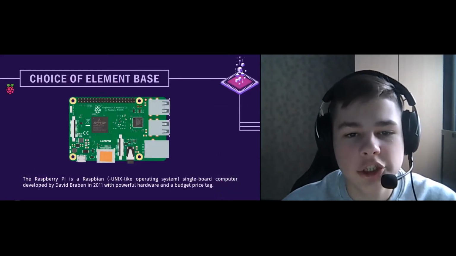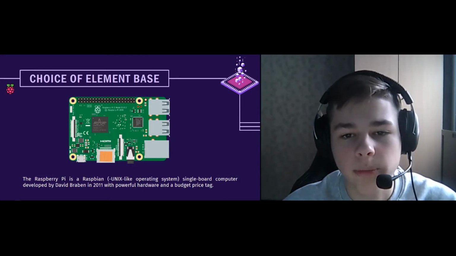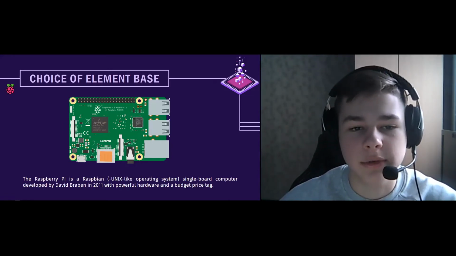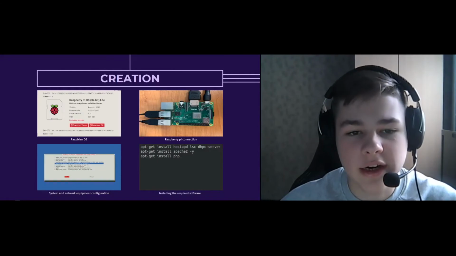To develop a digital library, the following hardware platform was selected: a single-board microcomputer Raspberry Pi 3B Plus, which has a built-in Wi-Fi adapter, Bluetooth, and Ethernet port, is low-priced, and has all the necessary technical specifications. Let's move to the creation.